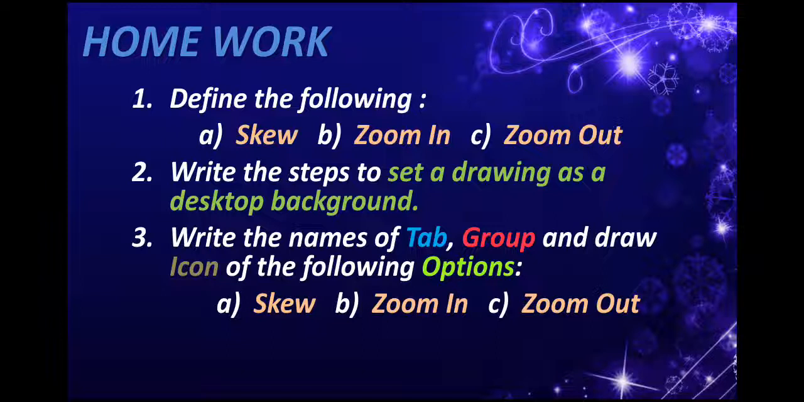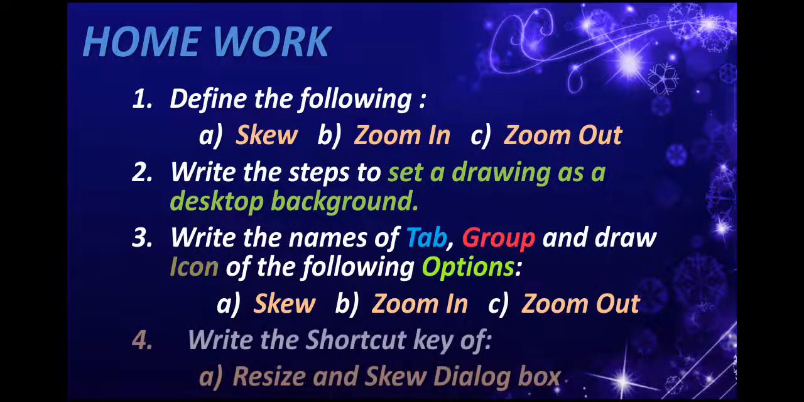And in the second column, the column of the tabs, you have to write the names of the tabs where you have to access these options. The third column is about the group. Write the name of the group for these options. And number 4, icons. In the icon column, you have to draw small icons for these options or buttons. Question number 4. Write the shortcut key of this dialog box we have discussed in the previous section. You have to write the shortcut key to access this dialog box.